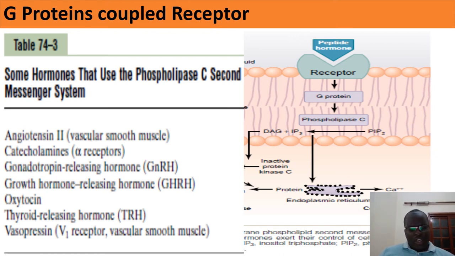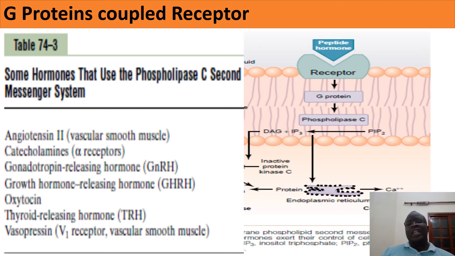Then we have the thyroid-releasing hormone. The thyroid-releasing hormone is also going to activate the phospholipase C. Then they will increase the calcium concentration that will bring about exocytosis of thyroid-stimulating hormone by the anterior pituitary gland. So in the anterior pituitary gland, there are cells that are producing thyroid stimulating hormone. They are going to be stimulated to release thyroid stimulating hormone by the thyroid releasing hormone that is coming from the hypothalamus.